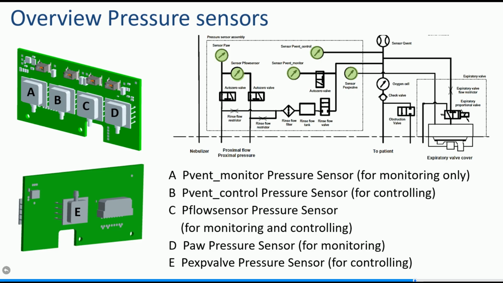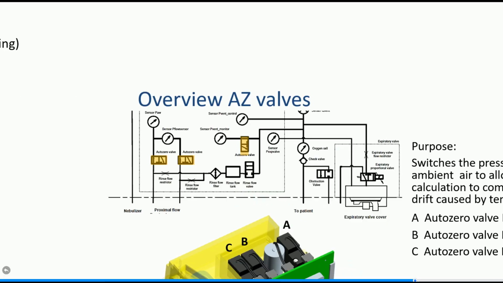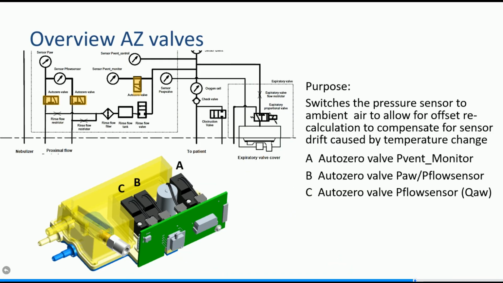The sensor P-vent monitor is the pressure sensor for monitoring and visualization of the values. The sensor P-vent control is for internal controlling and calculation. We will explain the PX valve sensor together with the expiratory valve later on. The functionality of the auto-zero valves is to switch the pressure sensors to ambient air in order to allow for an offset recalculation to compensate for sensor drift caused by temperature change.